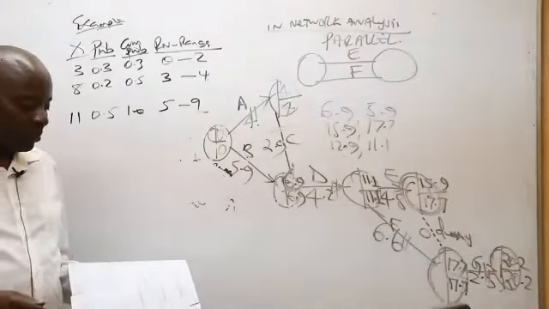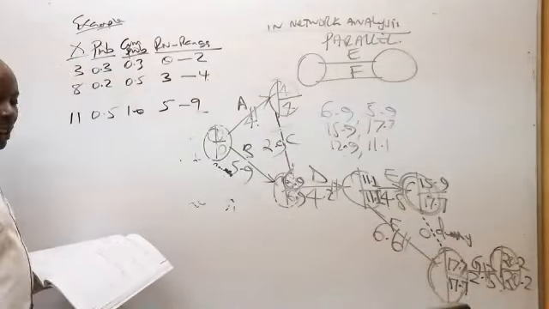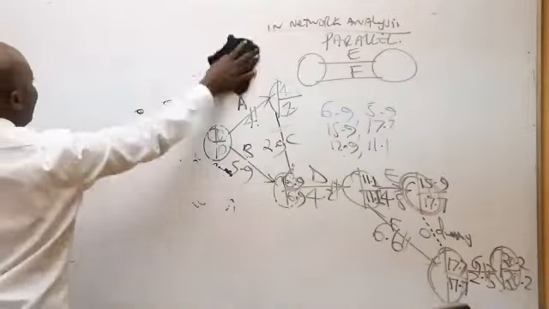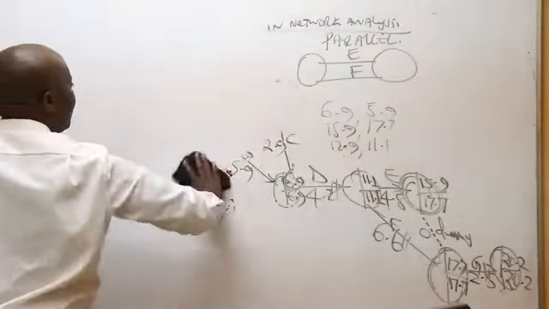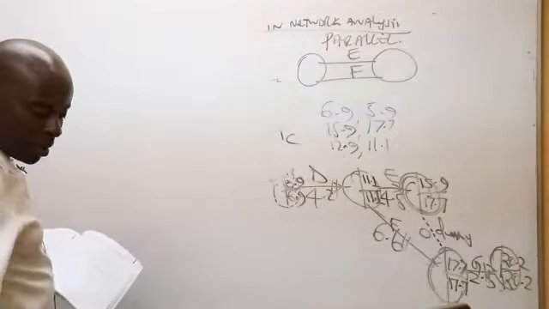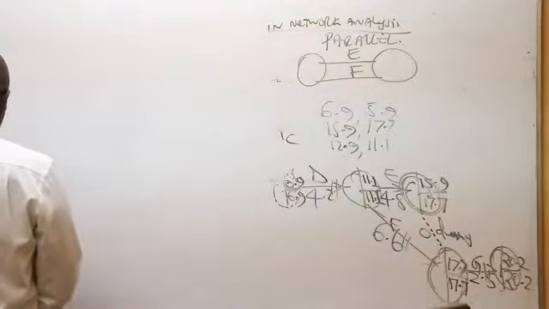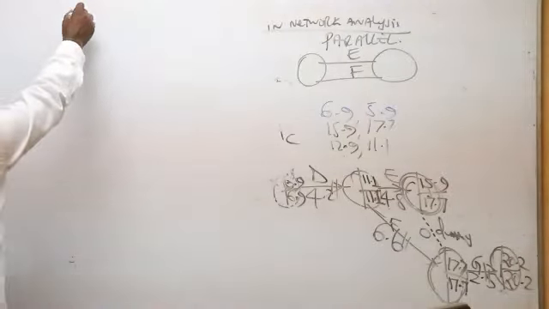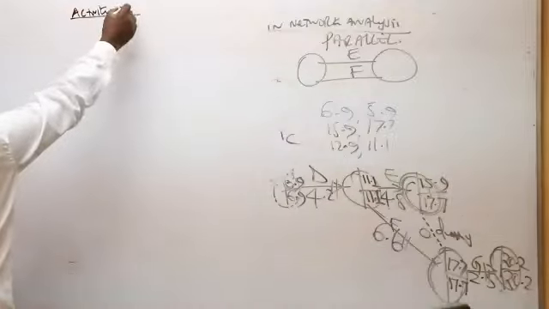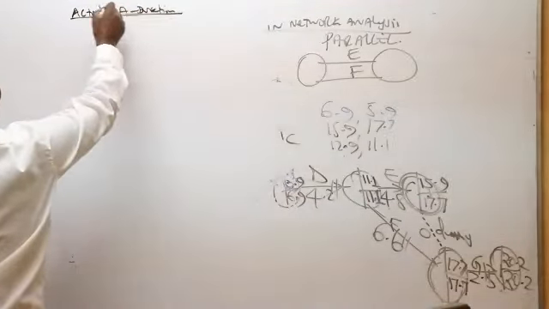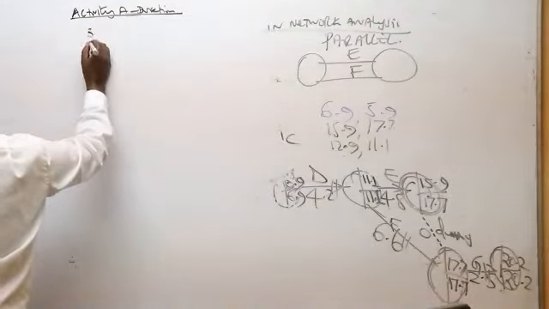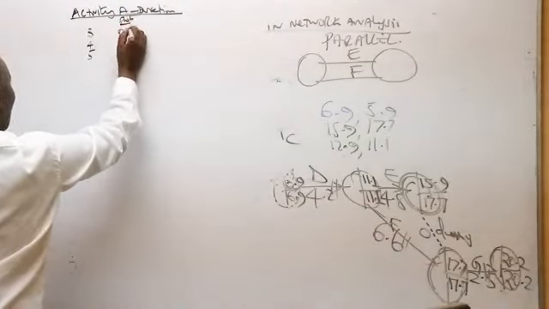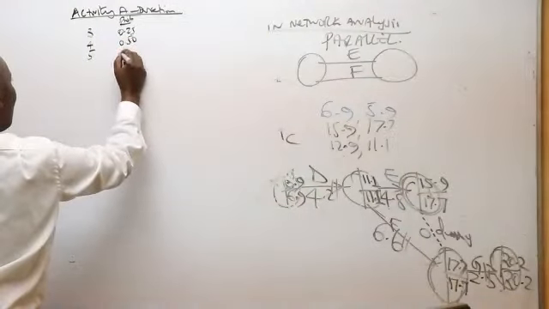So we start with activity A. Activity A durations could either be 3, 4, or 5, and they have given me the probabilities: 0.25, 0.50, and 0.25.